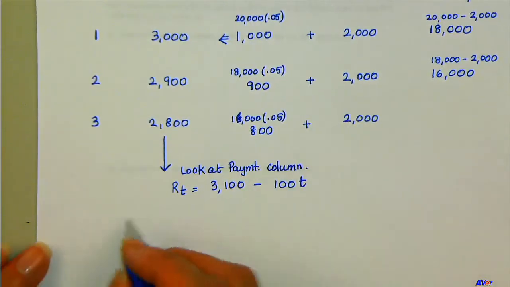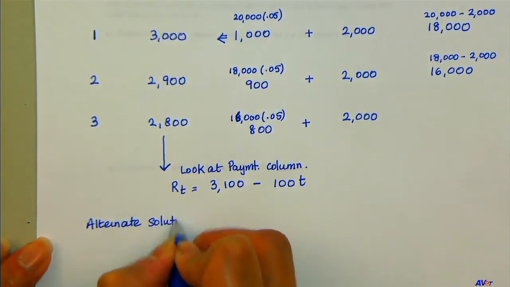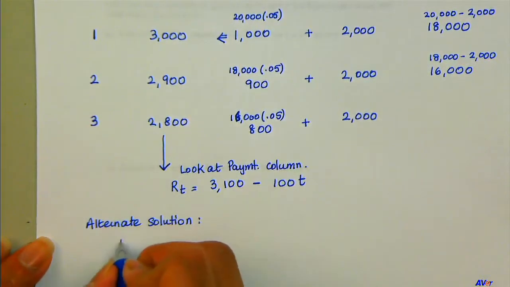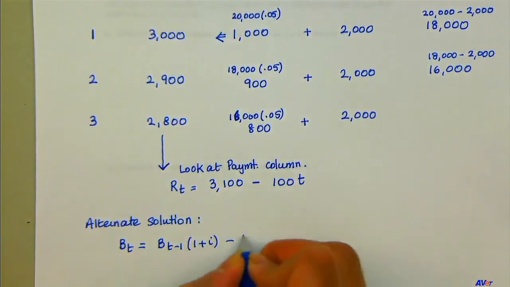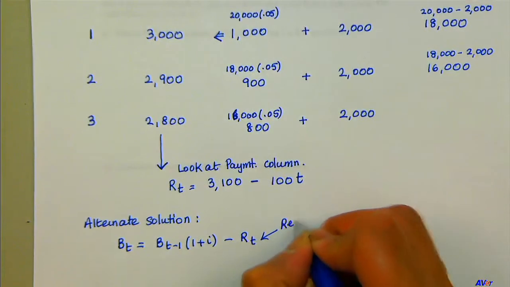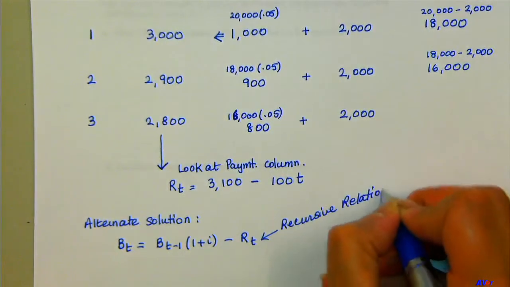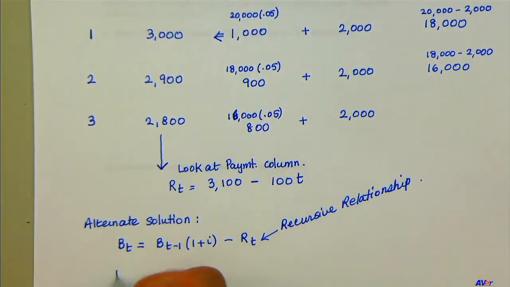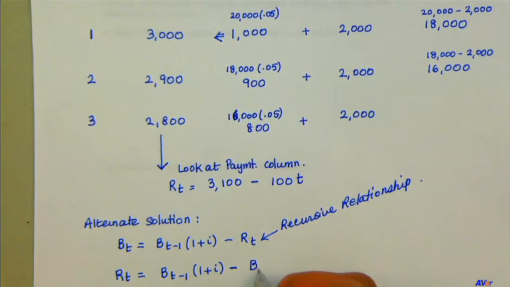There's another way to do this problem also, an alternate solution. We know that B of t is equal to B of t minus 1 times 1 plus i, minus R of t. This is our recursive formula from the previous page, the recursive relationship. So R of t is equal to B of t minus 1 times 1 plus i, minus B of t. All I did was bring the R of t to one side and everybody else to the other side.